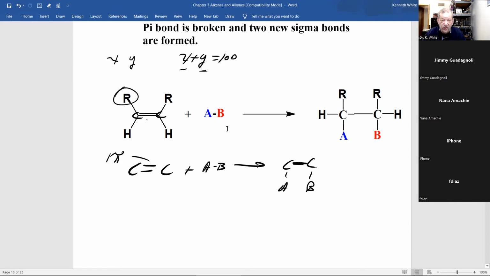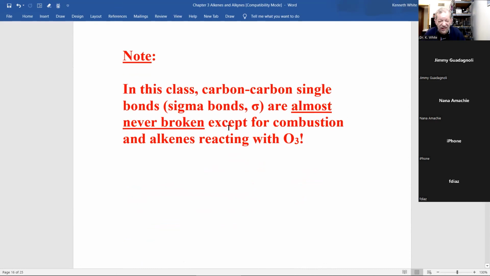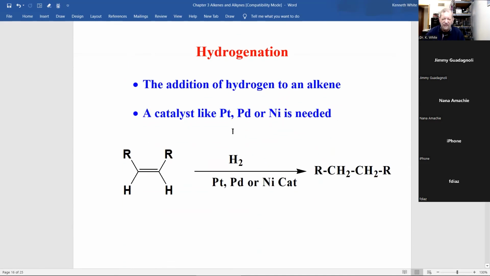Now, let's get into the good stuff. And again, in this class, carbon-carbon single bonds are almost never broken other than combustion and a reaction I don't teach anymore called ozonolysis. O3 is ozone, which I've worked with. All right. Our first reaction, really good one, is called hydrogenation. I will never ask on a test, what's the name of a reaction? But since I know them, I will use them.